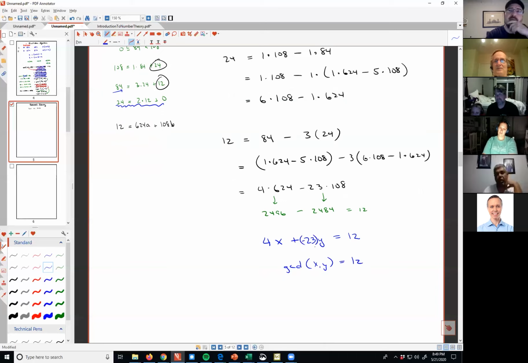Hey, Matthew, one quick question. That 4 into 624 and then 23 into 108, right? So is that the unique solution to this, or are there other solutions? Can we write 24 as a linear combination of 624 and 108? We'll discuss that in just a moment. It turns out that there are necessarily infinitely many. If there is one, there's infinitely many.